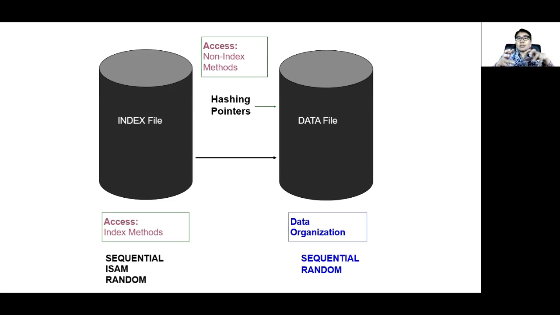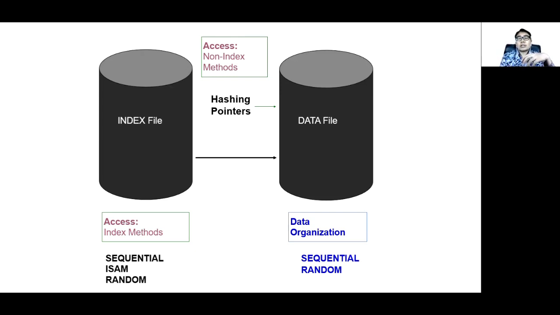In the data organization, we have what we call the flat structure, which is the sequential structure and random structure. While on the access, we have a couple, which are the index methods and the non-index method. In the index method, we have the sequential access, the index sequential access method, and the random access method. While on the non-index method, we have the hashing pointers. We use the hash algorithm from previously, similar to hash totals, right?